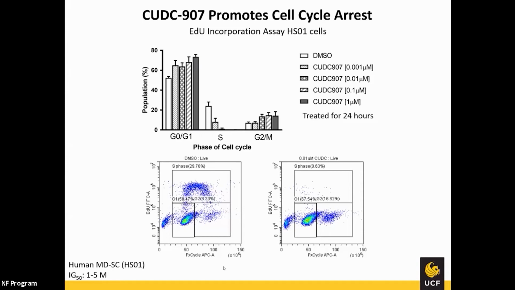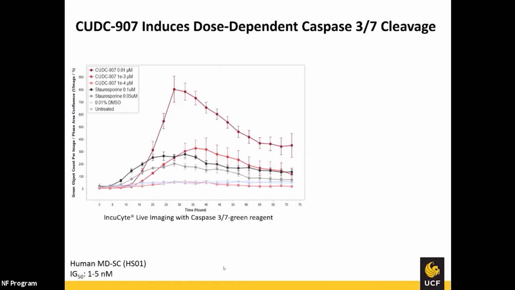10 nanomolar CUDC-907 reduced the population of cells in S phase by 30% compared to vehicle, and increased cell populations in G1 and G2M by 20% and 10% respectively.